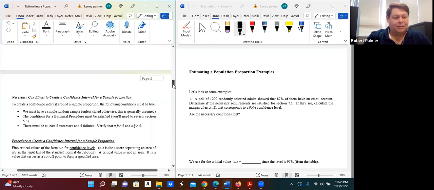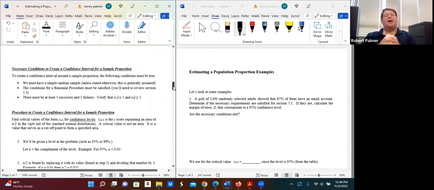Now, we have a few conditions we have to check to create a confidence interval for a sample proportion. And we'll do an example here in a moment.